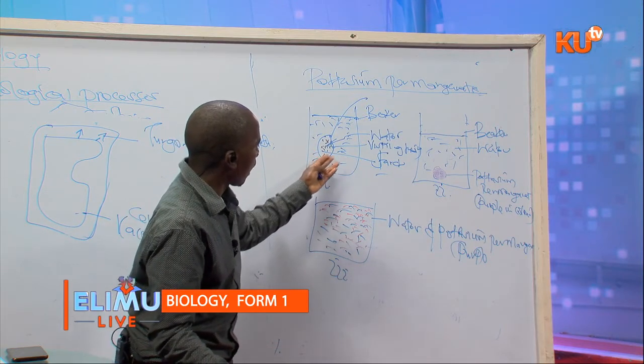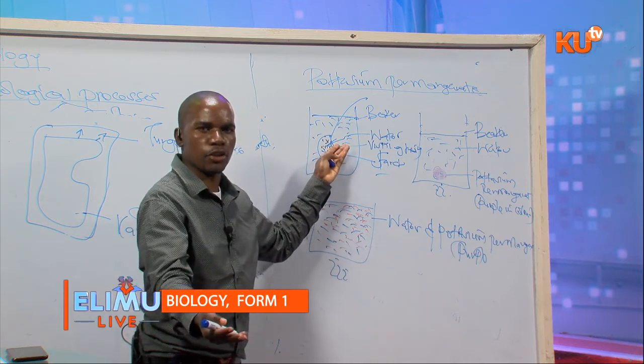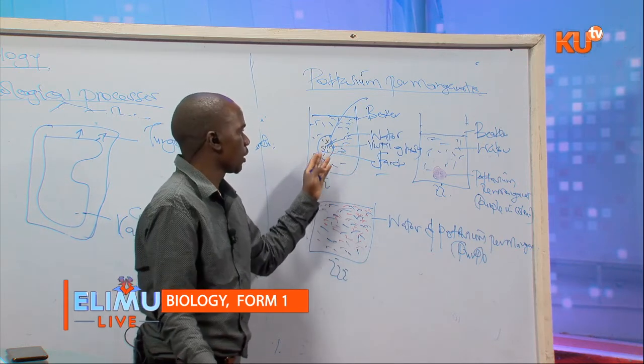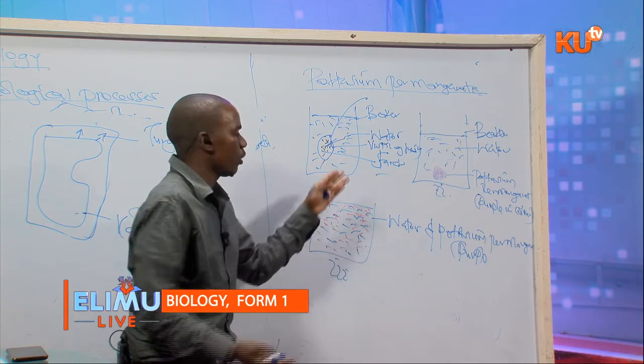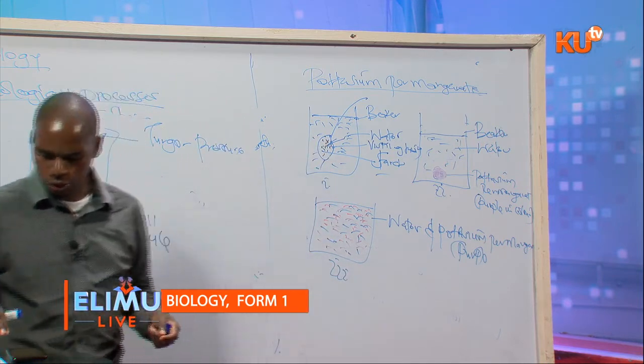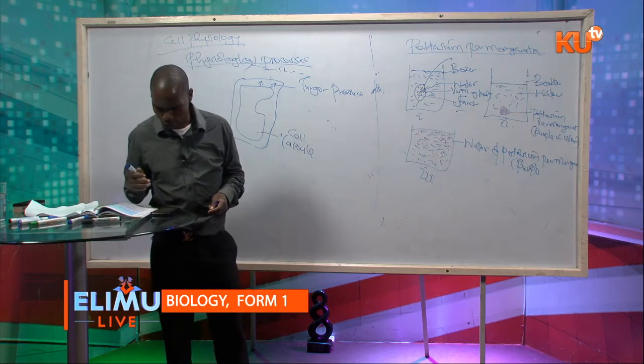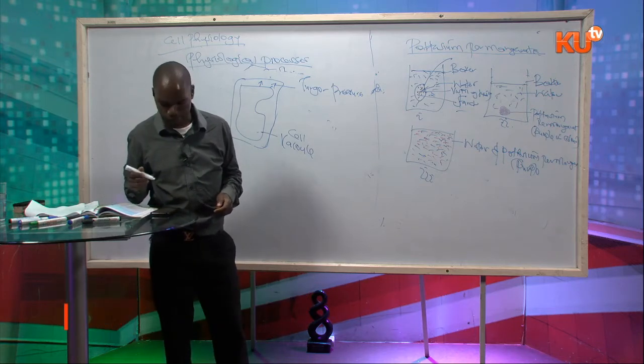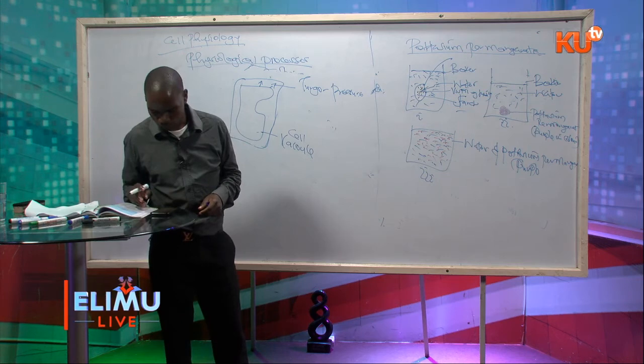Do you have starch and you have water? Water is moving from the region where it is highly concentrated to a region where it is lowly concentrated. And it is lowly concentrated in the visking tubing. So those are the things that you just need to look at when you are inside an exam situation.